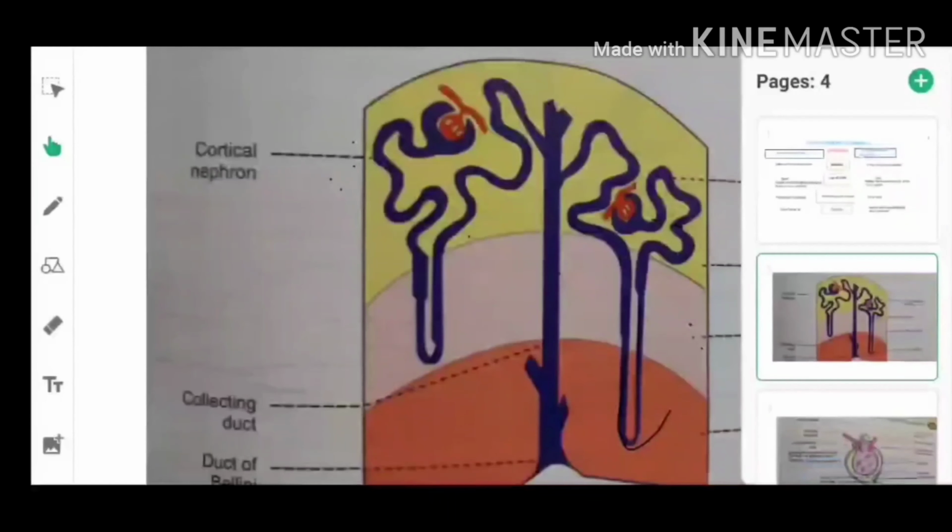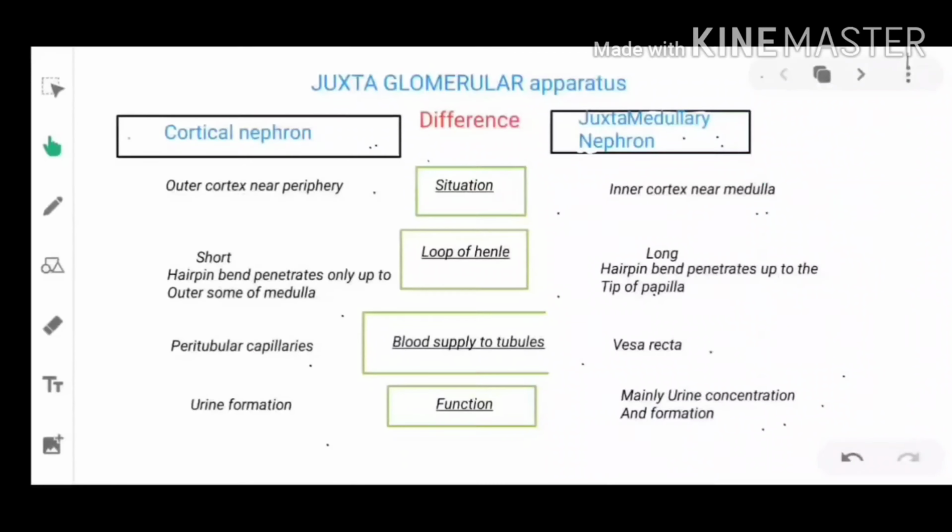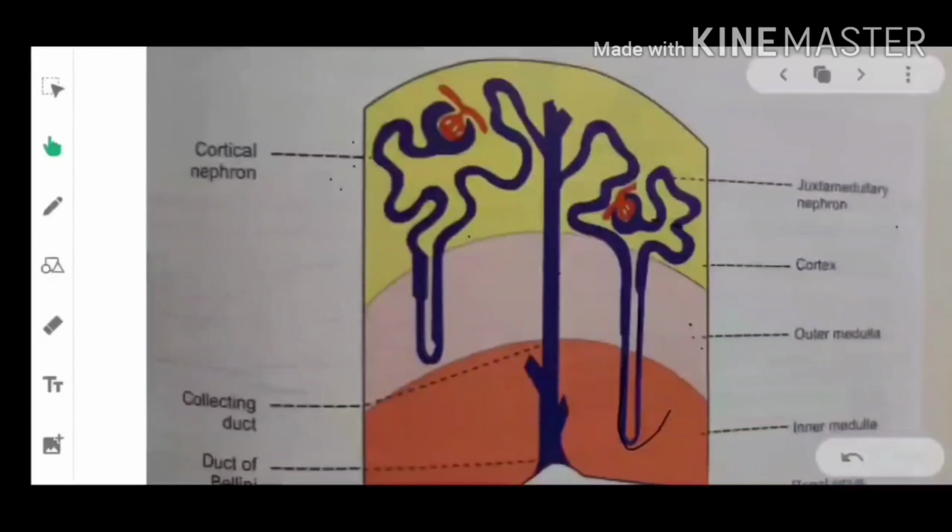Then the second difference is the loop of Henle. The loop of Henle is short for the cortical nephron, whereas it is long for the juxtamedullary nephron.